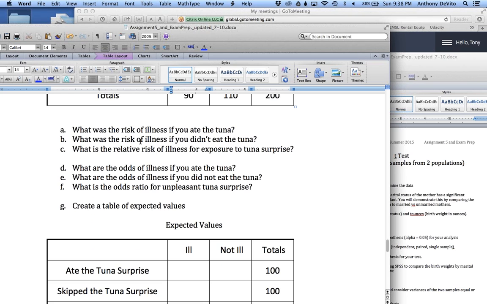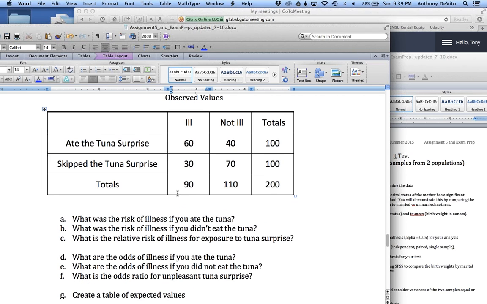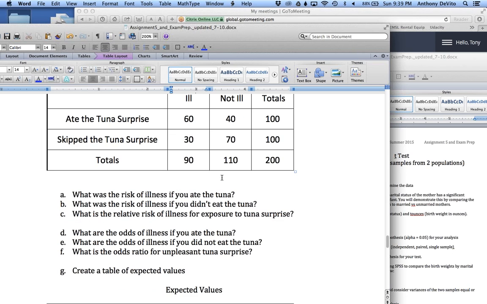So one of the first things we might be interested in here is, what is the risk of illness if you ate the tuna? Well, risk is simple. In fact, we're going to look at risk and odds. Risk is a little bit more intuitive. It's the way most people think about this stuff. But as it happens, biostatisticians and bookmakers for racetracks tend to use odds rather than risk. So we're going to go with the bookmakers and the biostatisticians most of the time in using this professionally, but many people also still use risk as well.